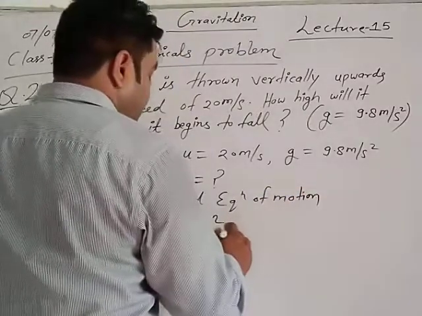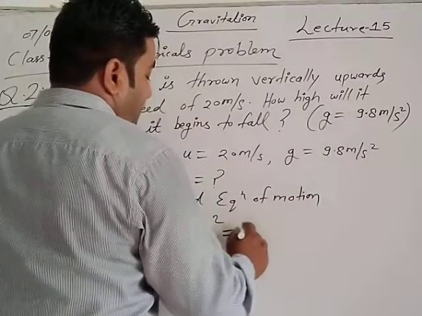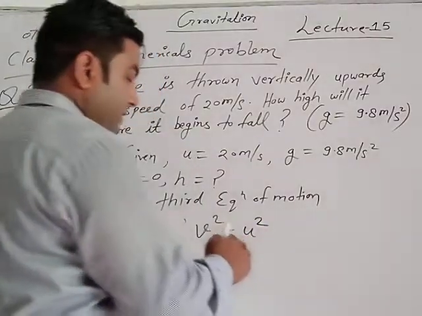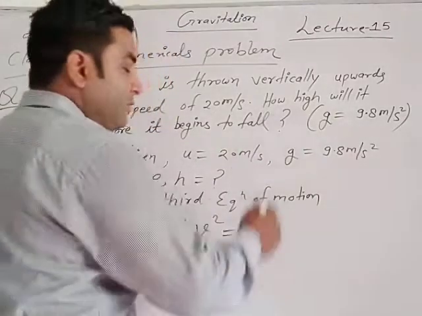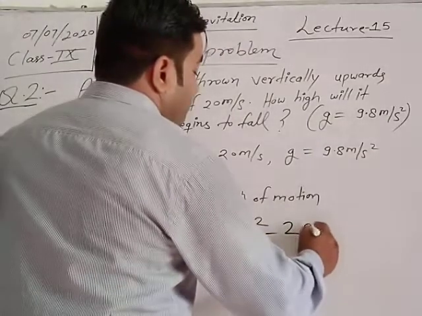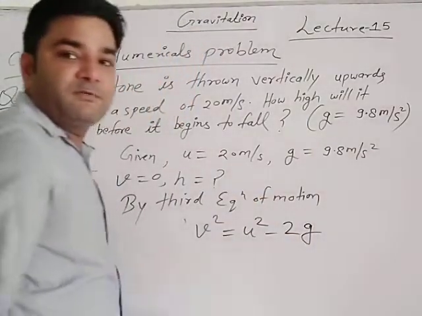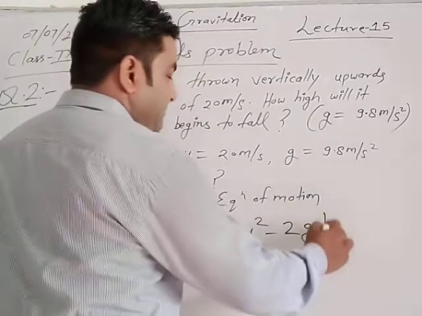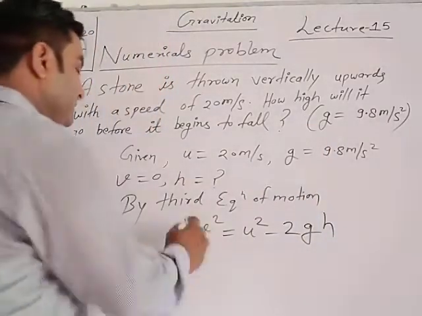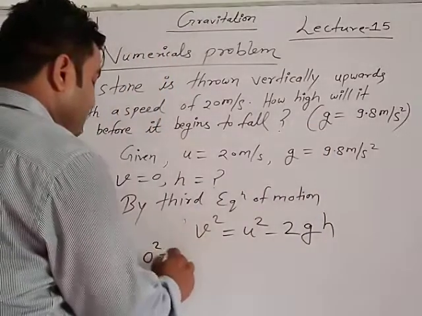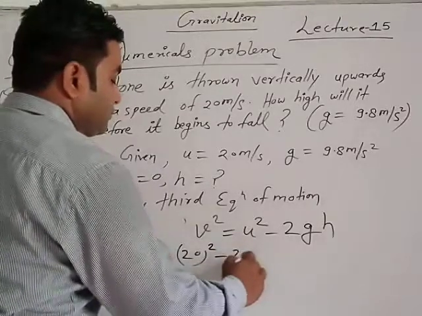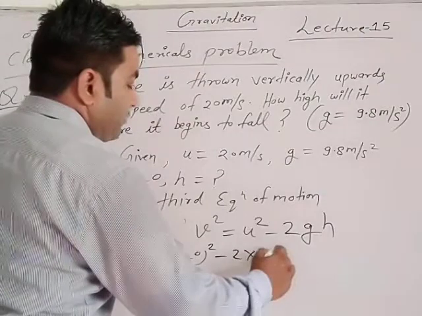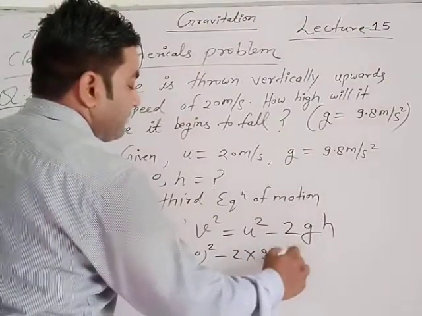v square is equal to u square. At the place of plus, we use what? Minus, because it is thrown upward. 2g. At the place of a, using g. And at the place of s, using h. v is 0. So 0 square is equal to u, means 20 square minus 2 into 9.8 into h.